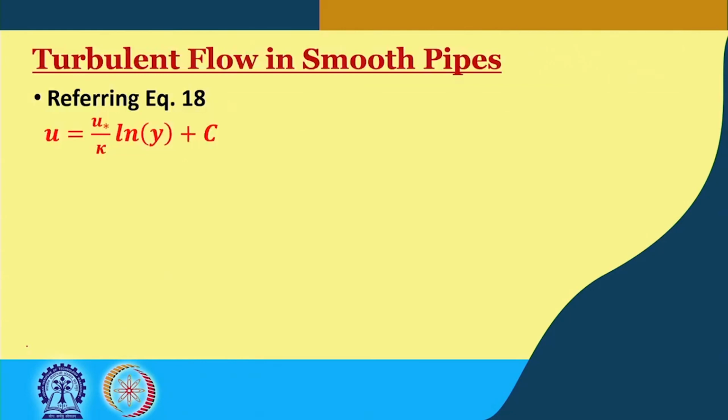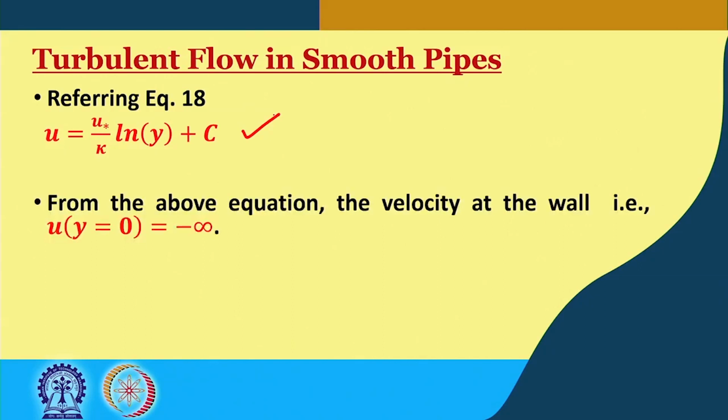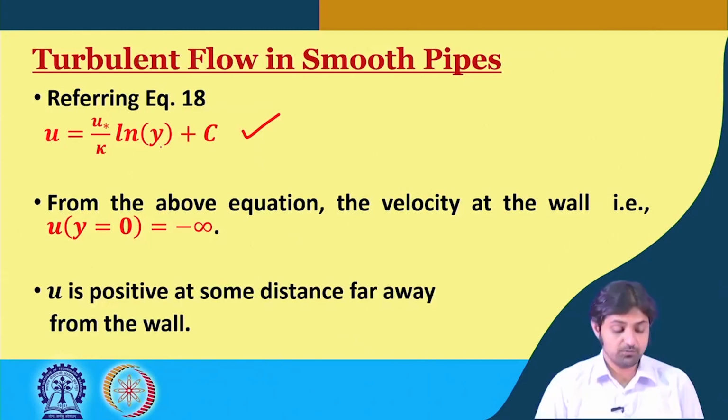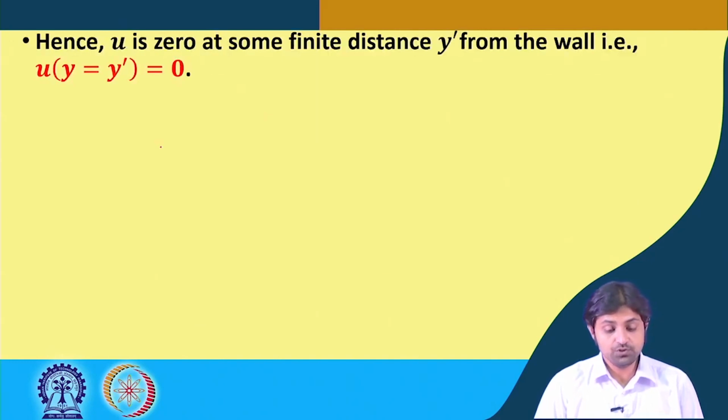what we had found out was u equals u star by kappa ln y plus c, equation 18 in this week's lecture. From the above equation, the velocity at the wall, at y equal to 0, will be minus infinity, correct, because ln 0 is minus infinity. U is positive at some distance far away from the wall. Hence u is 0 at some finite distance y prime from the wall.